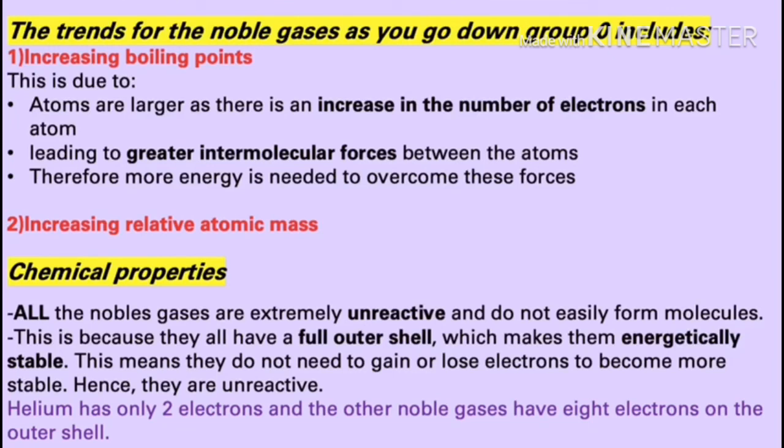Next is the chemical properties. All the noble gases are extremely unreactive and do not easily form molecules. This is because they all have a full outer shell, which makes them energetically stable. This means they do not need to gain or lose electrons to become more stable. Hence, they are unreactive. Helium has 2 electrons on its outer shell, and the other noble gases have 8 electrons.